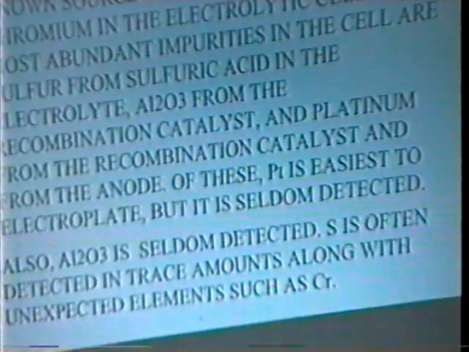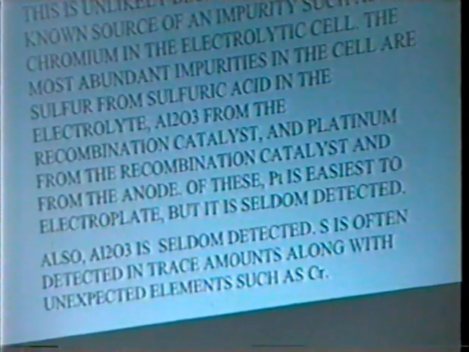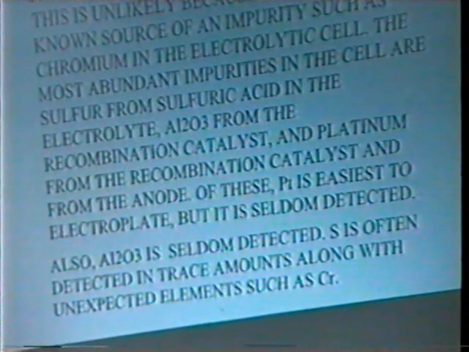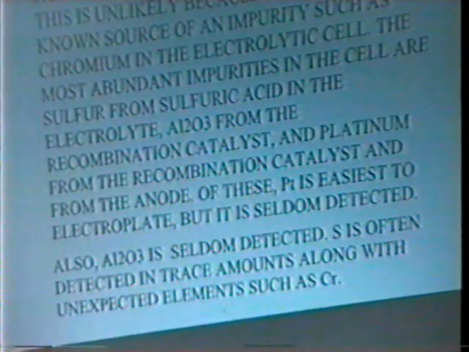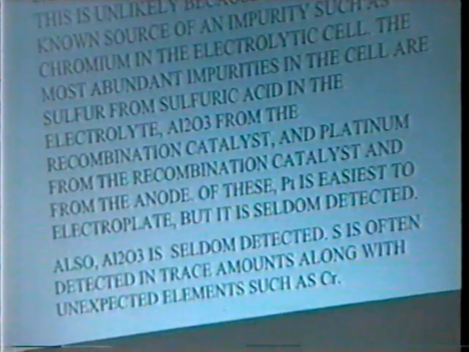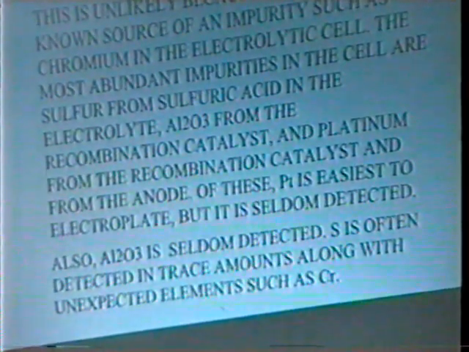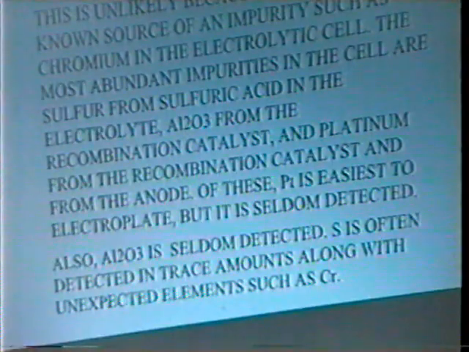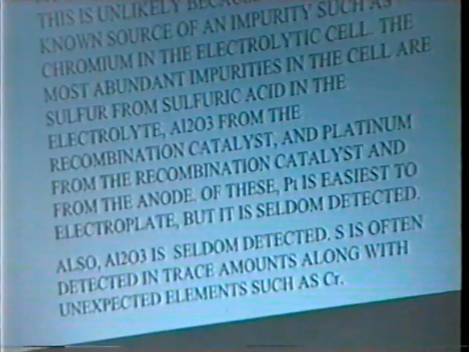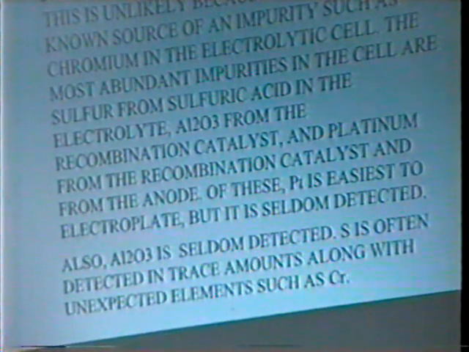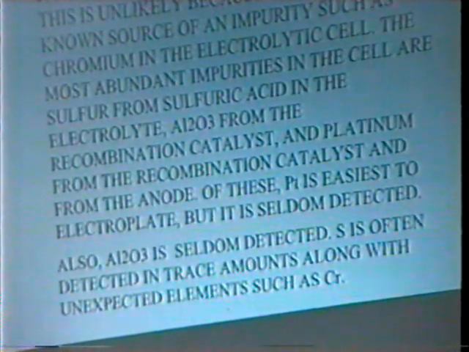Electrodeposition of impurities. Okay. The most abundant impurities that we have are sulfur, platinum from the anode or from the recombination catalyst, and Al2O3. Okay, we seldom see Al2O3 or platinum. Sulfur is often detected in trace amounts along with other unexpected elements. So we think at a hot spot, the electrolyte interacts with the hot spot, producing a sulfur compound in that area.